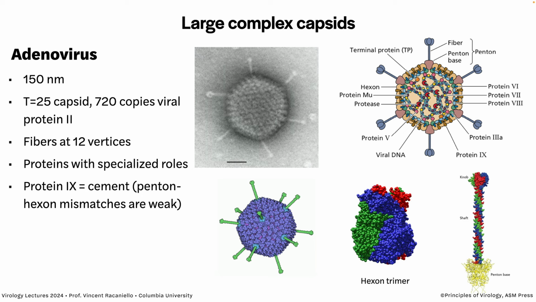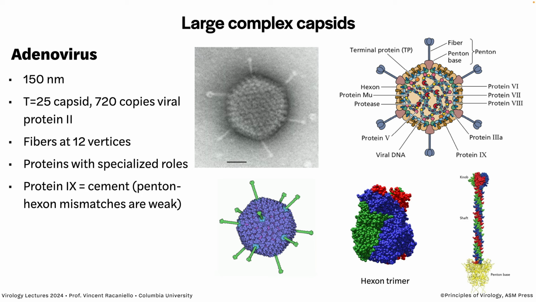So for example, here is the icosahedral capsid, and you can see the green spikes. They are coming out of each 5-fold axis of symmetry. And this is the structure of the spike all the way on the right. It's a trimer of a single protein, which is then inserted at the 5-fold axis of symmetry. So that's a specialized function. It actually attaches to the cell receptor.